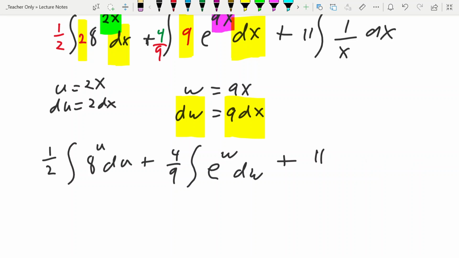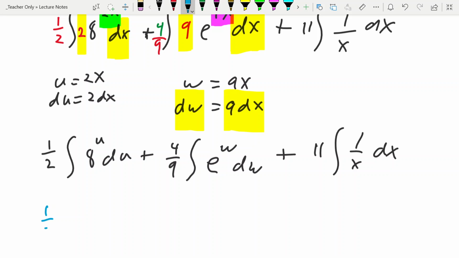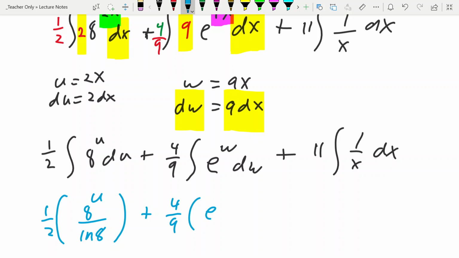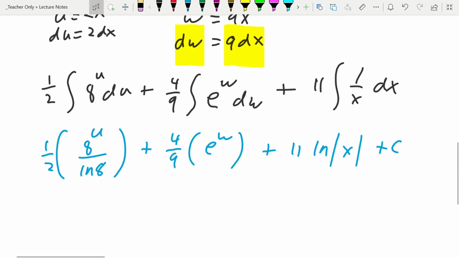Or if you wanted to do it all at once, you absolutely could. You could say, I'm just going to leave this as 1 over x dx, and then I'm going to do all my antiderivatives in one step. So we're going to have 1/2 times, what is the antiderivative of 8 to the u? Well, the exponential rule is 8 to the u divided by the natural log of 8 plus 4/9 times, what's the antiderivative of e to the w? Well, that would be e to the w plus 11 times the natural log of x plus c. There we go. One constant for all of them.